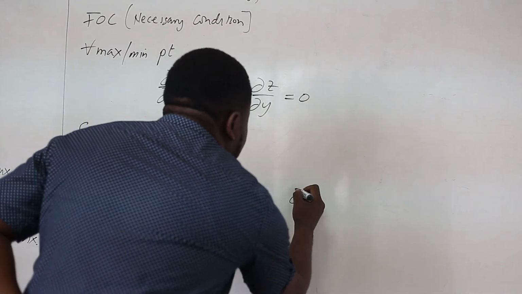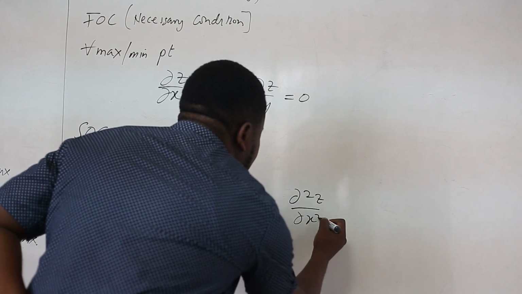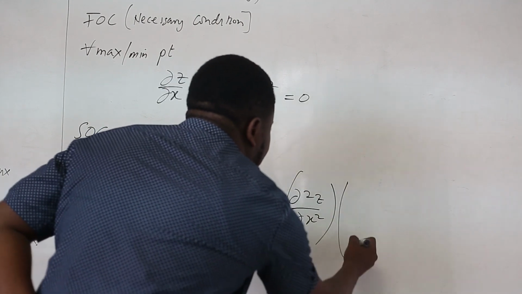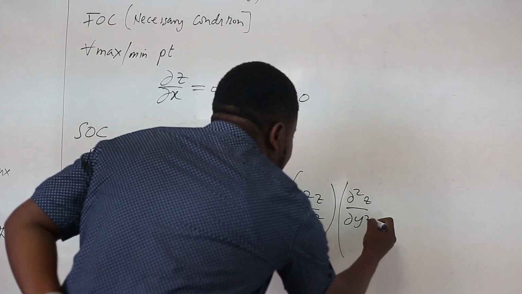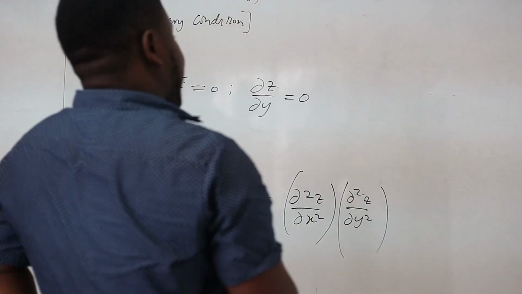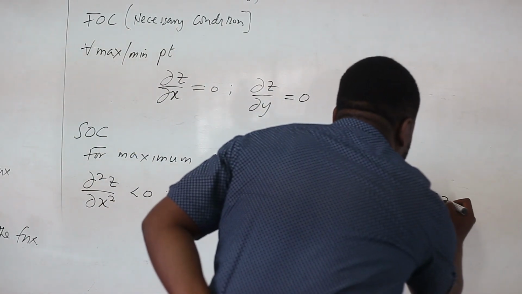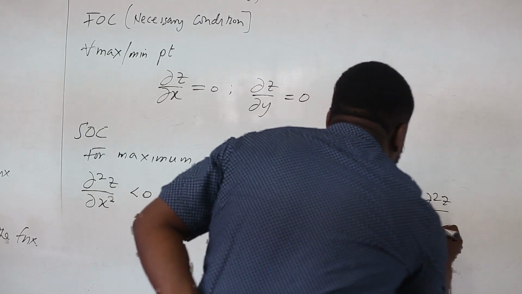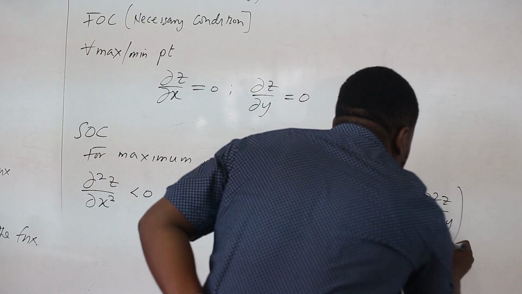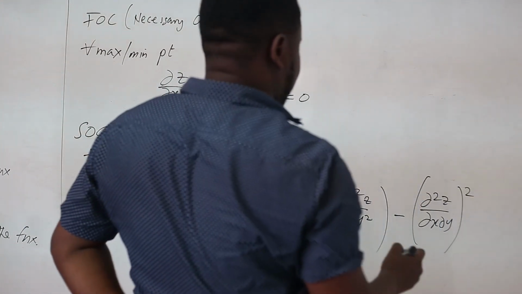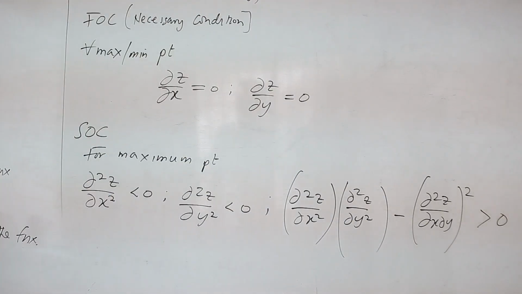Then the d²z/dx² times the d²z/dy² minus the d²z/dxdy, all squared, should be greater than 0.